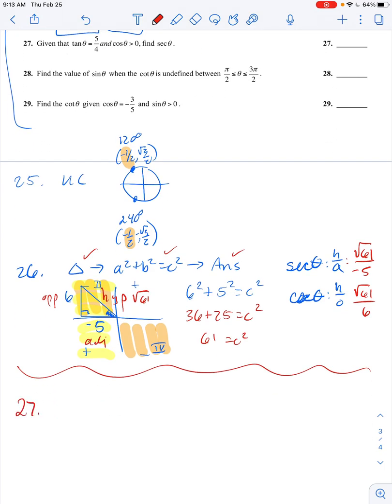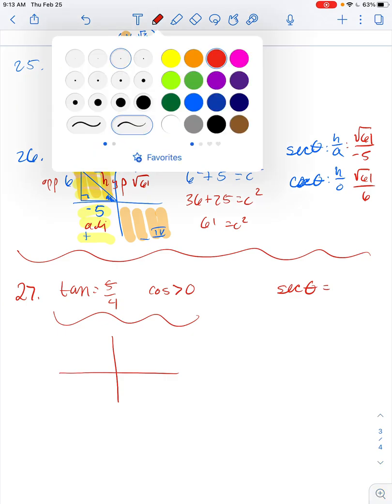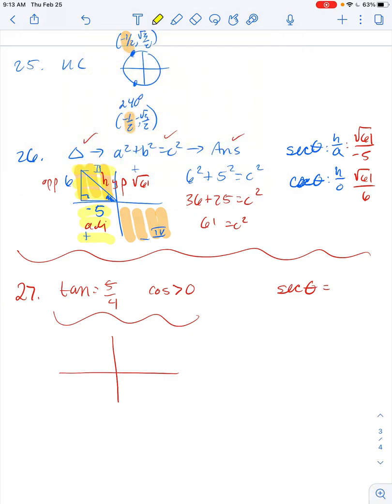How about in 27? 27 says that the tangent is 5/4. So now the tangent is positive, and it says the cosine is greater than 0, and I'm looking for the secant. So look at these two pieces of information to get your quadrant. Again, tangent is going to be positive in these two quadrants. And you can use your unit circle to help you with that.